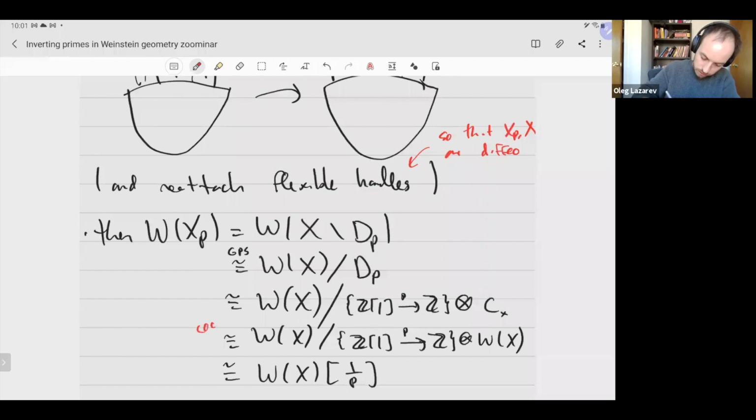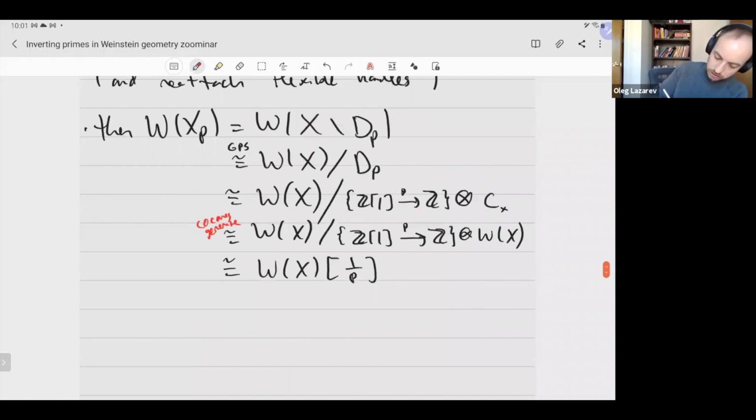And now the cocores generate. So we can just replace this localization by the localization of the whole Fukaya category tensored with this chain complex. And finally, the claim is that quotienting it out, localizing by this subcategory, is the same thing as inverting P. So let me explain this last equality.